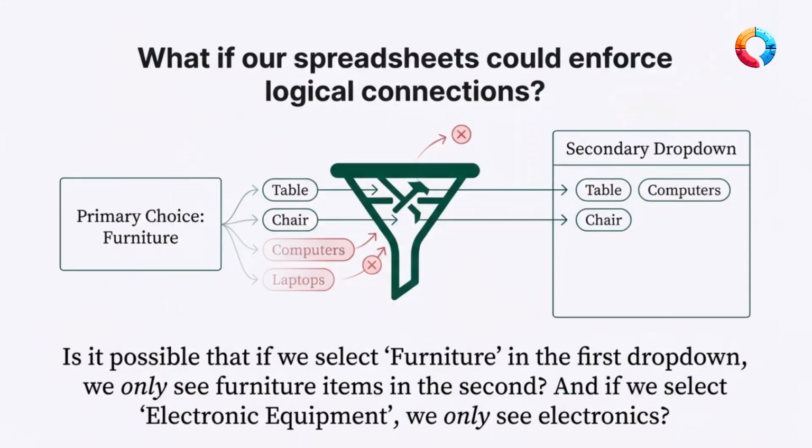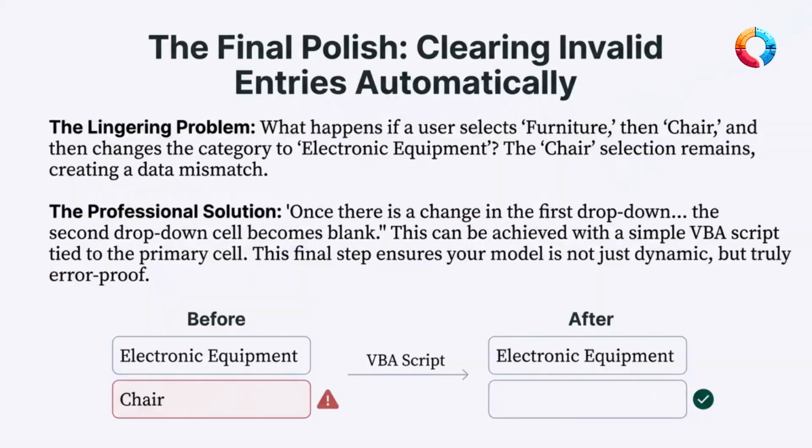So is there a possibility that if we select furniture in the first drop down, we only see furniture items or furniture products in the second drop down, and if we select electronic equipment in the first drop down, we only see electronic equipments in the second drop down. And once there is a change in the first drop down, for example, we change it from electronic equipment to furniture, then the second drop down cell becomes blank. So this is what we are going to achieve today.